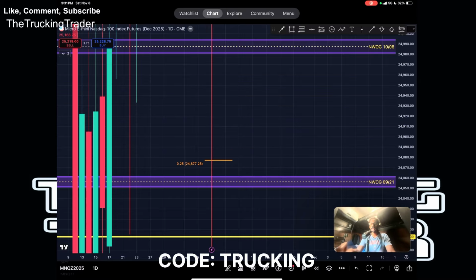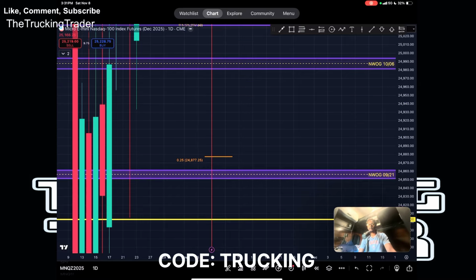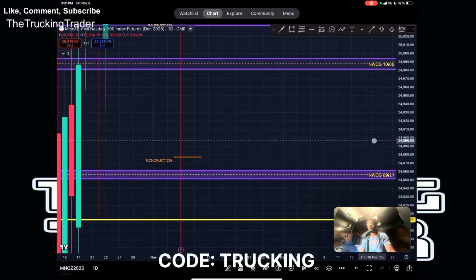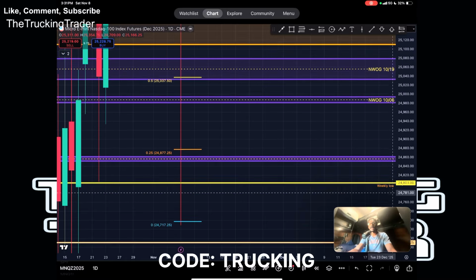I'm going to delete this, and I normally make them purple boxes. And then I label them as right here. You guys can see I label them new week opening gap, and then I typically put the date. The reason why I put the date in there is that it's just a way for me to backtest to see how effective a new week opening gap really is. As you guys can see, this one is from September the 21st, right?